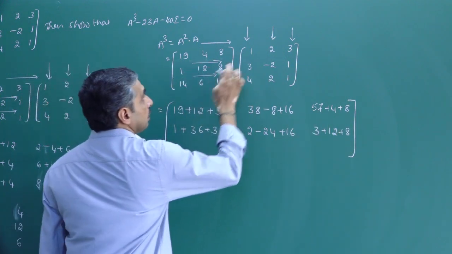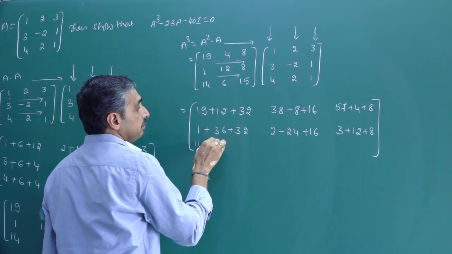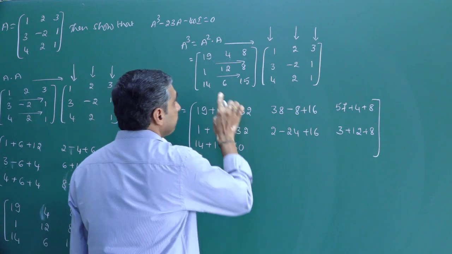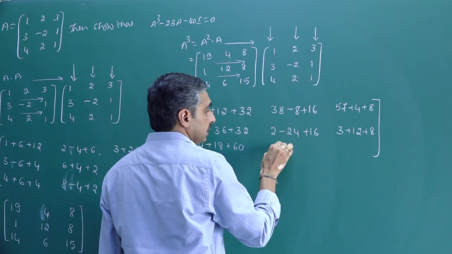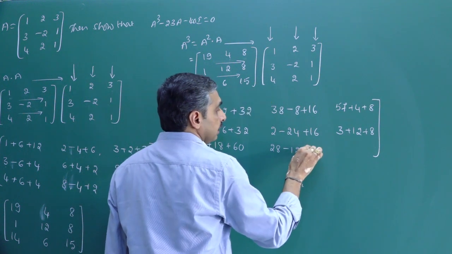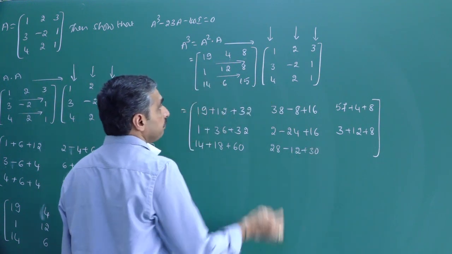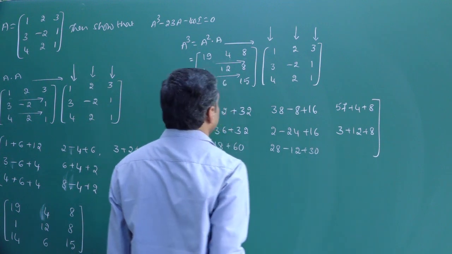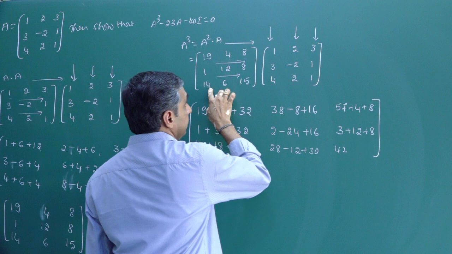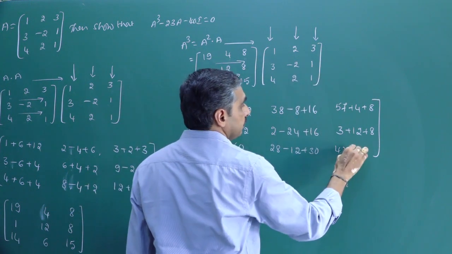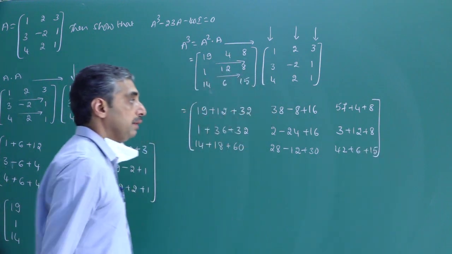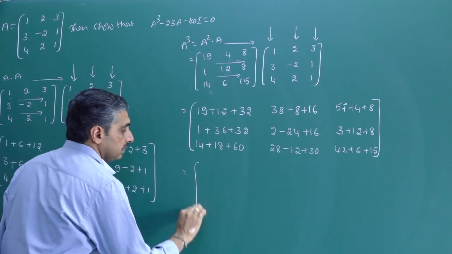Next, third row to first column, 1 into 14, 14, 6 threes are 18, 15 fours are 60. Next, 14 twos are 28, 6 into minus 2, minus 12, 15 twos are 30. Last one, 14 threes are 42, 6 into 1, 6, plus 15 ones are 15. So what is the final answer for A cube?